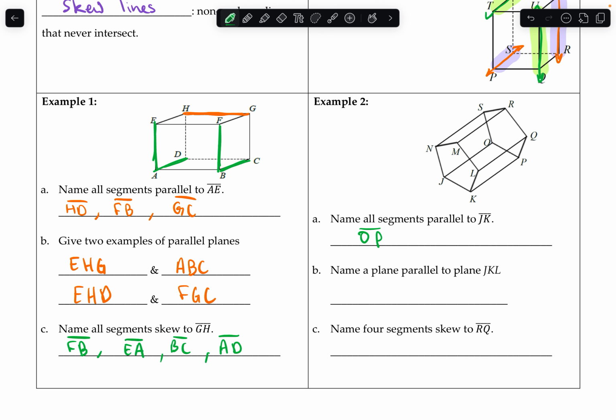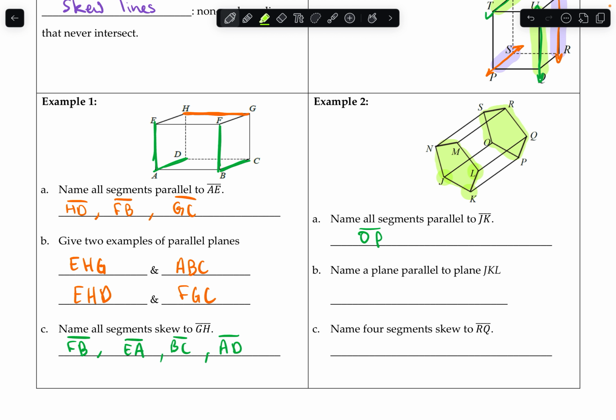Next up, a plane that is parallel to plane JKL. So if you're going to find JKL, what you want to do is identify where exactly those points are, J, K, and L, and then which face all three of those points are on. Those are on this, what would this be, a pentagonal prism. That face is like the front face. It's one of the pentagons. So which one is going to be parallel to that? Well, naturally, hopefully, you would identify that this back face would be parallel to the front face.